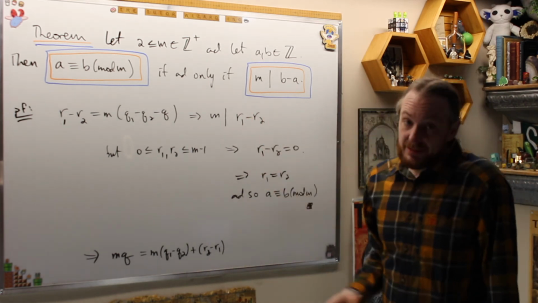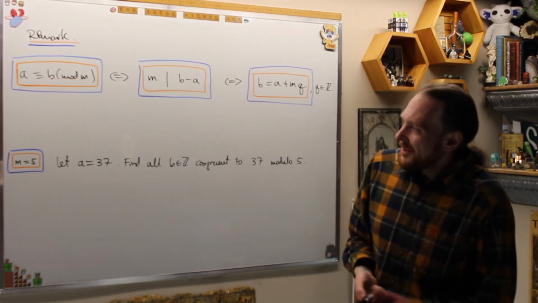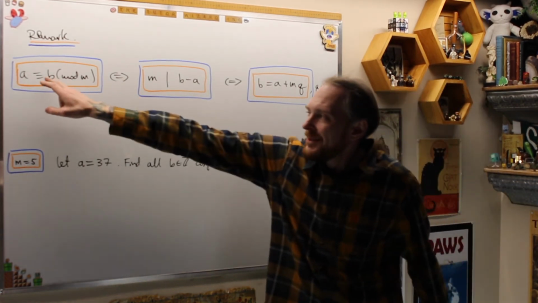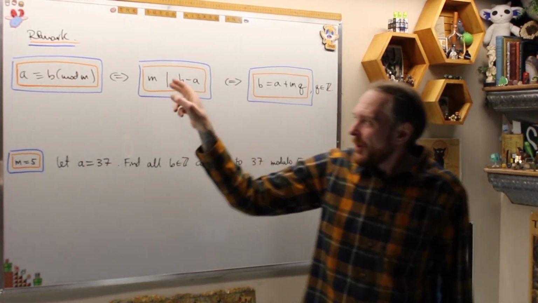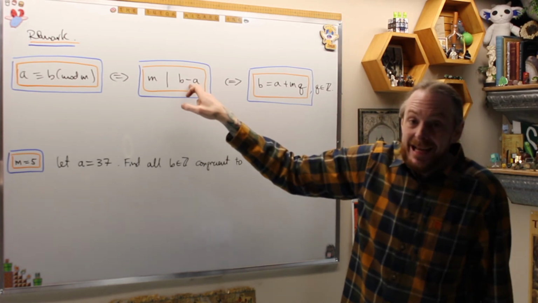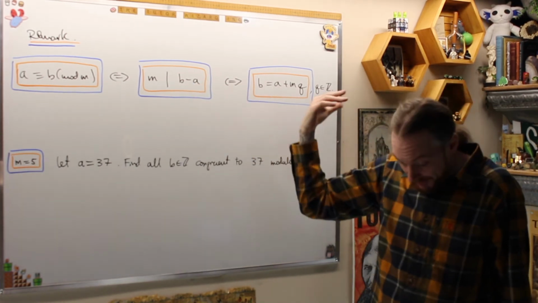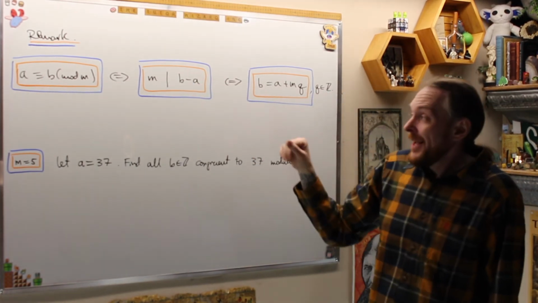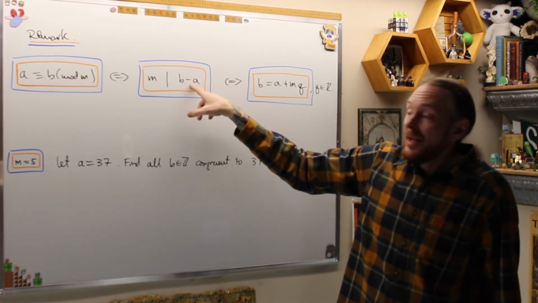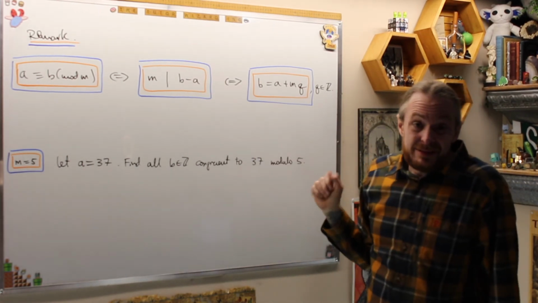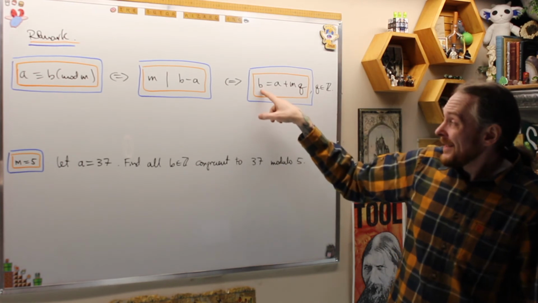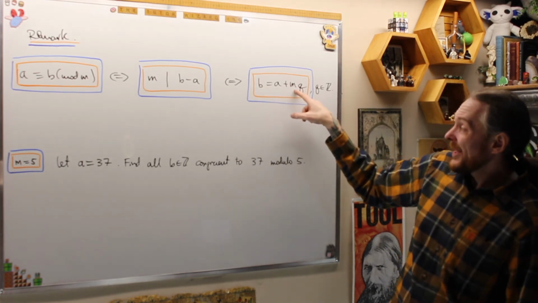So let's get rid of this and write the remark. The theorem that we just had was a is congruent to b mod m if and only if m divides b minus a. But then we can also use, if we remember what that means about equality, that b minus a over m is an integer, some integer q, say. So what that says is b has to equal a plus m times q.